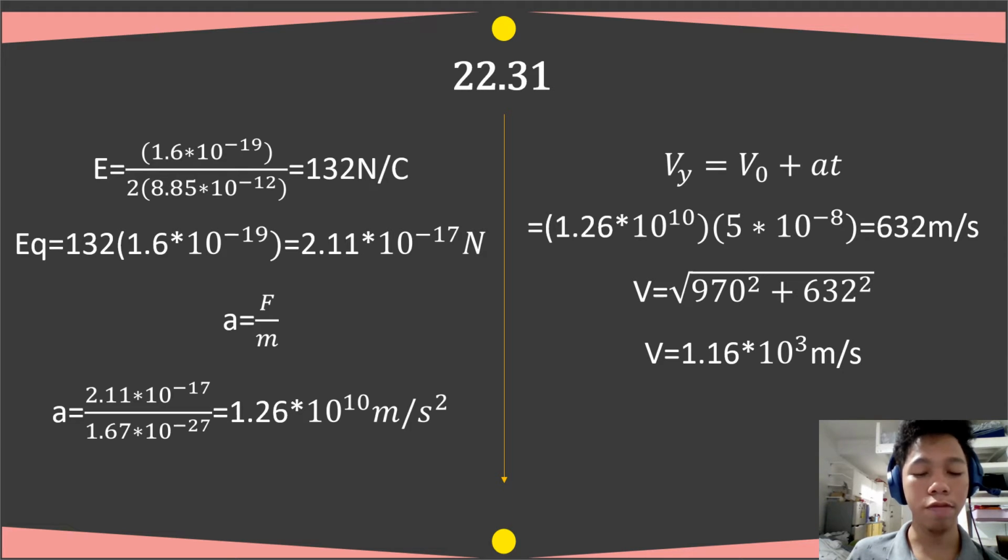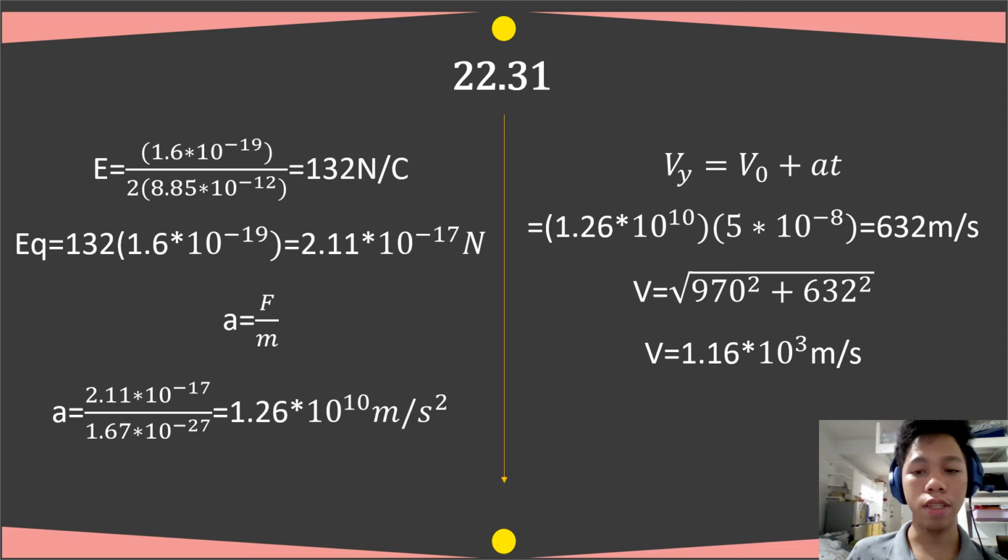After that, you're going to use the force formula and then use algebra to focus the formula into finding acceleration. So it will become a equals force over mass. After that, it will equal 1.16 times 10 raised to 10 meters per second squared.